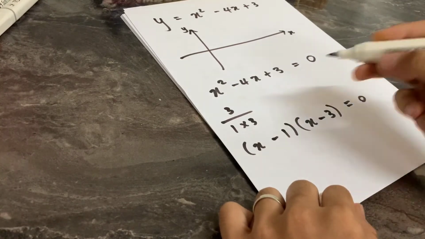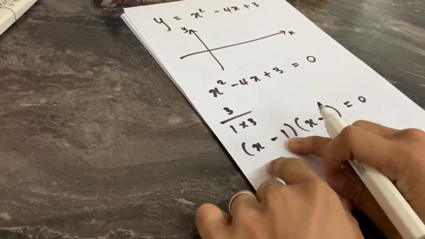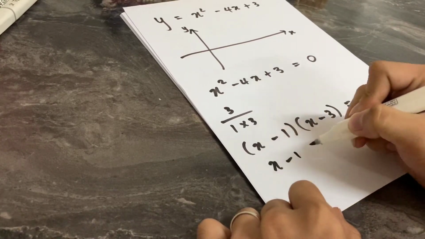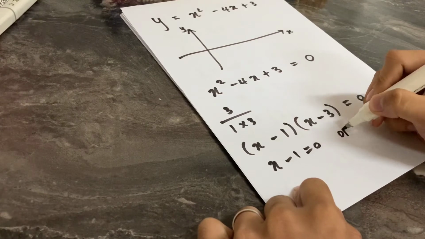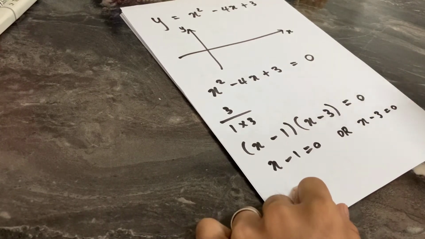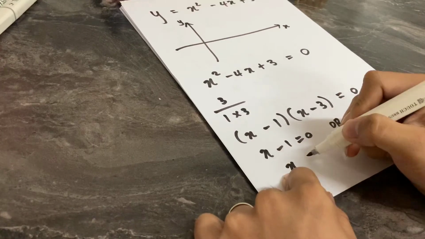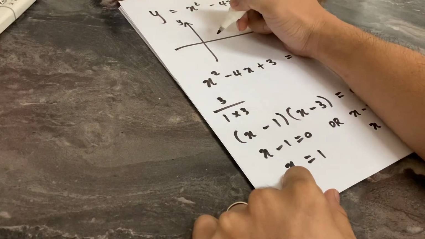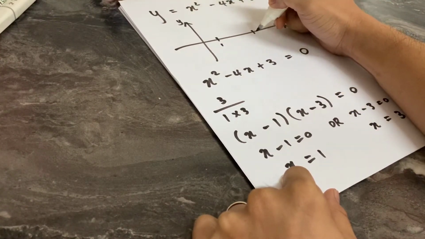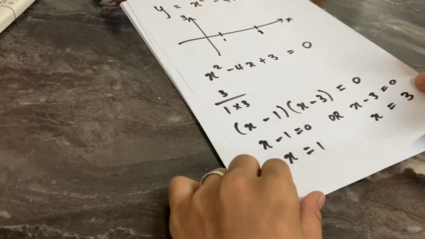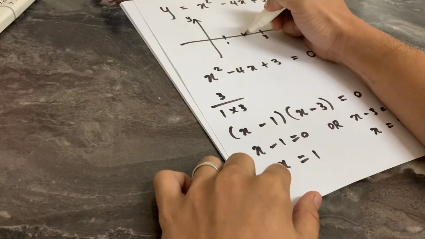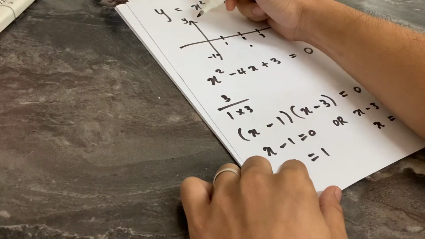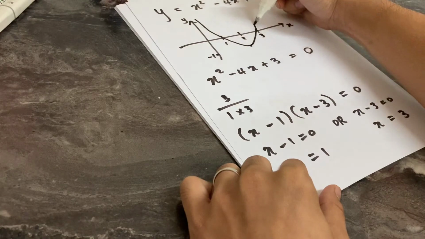So to find the roots, it's basically this one equals 0, or this one equals 0. So x minus 1 equals 0, or x minus 3 equals 0. So x equals 1, or x equals 3. So now we know the roots are 1 and 3. And the minimum point earlier is (2, -1), so it's somewhere there. There's the minimum point, and basically it will look like a symmetrical curve as such.